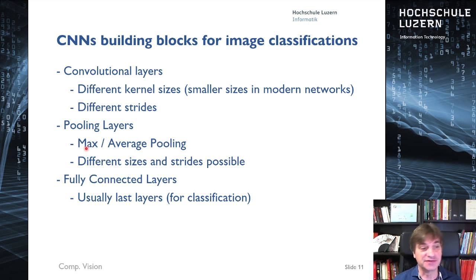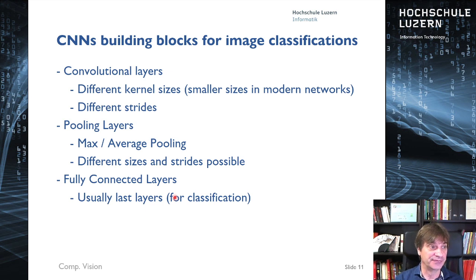Also here you have different sizes and strides possible, and again you will make the image smaller. And usually at the end you have fully connected layers which are used for the classification. But at that point the image is quite reduced and you would actually get something like features before you go to the fully connected layers, so you have fewer pixels, but maybe more channels as input of the fully connected layers.